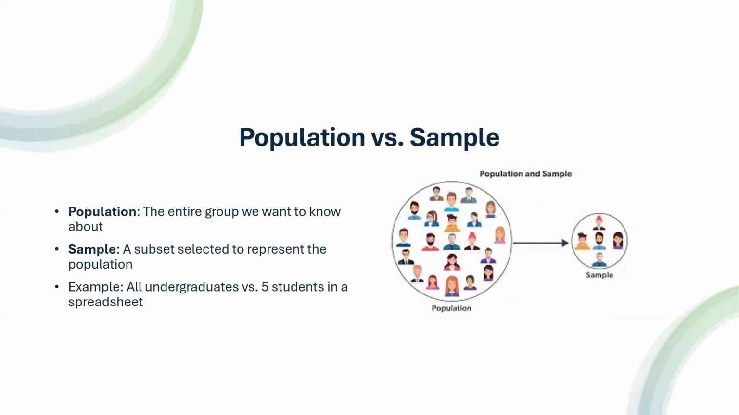A population is the full group we're interested in. A sample is a smaller group that we actually measure. If we're studying all university students, but only survey 5, those 5 form our sample, whereas all university students are our population.